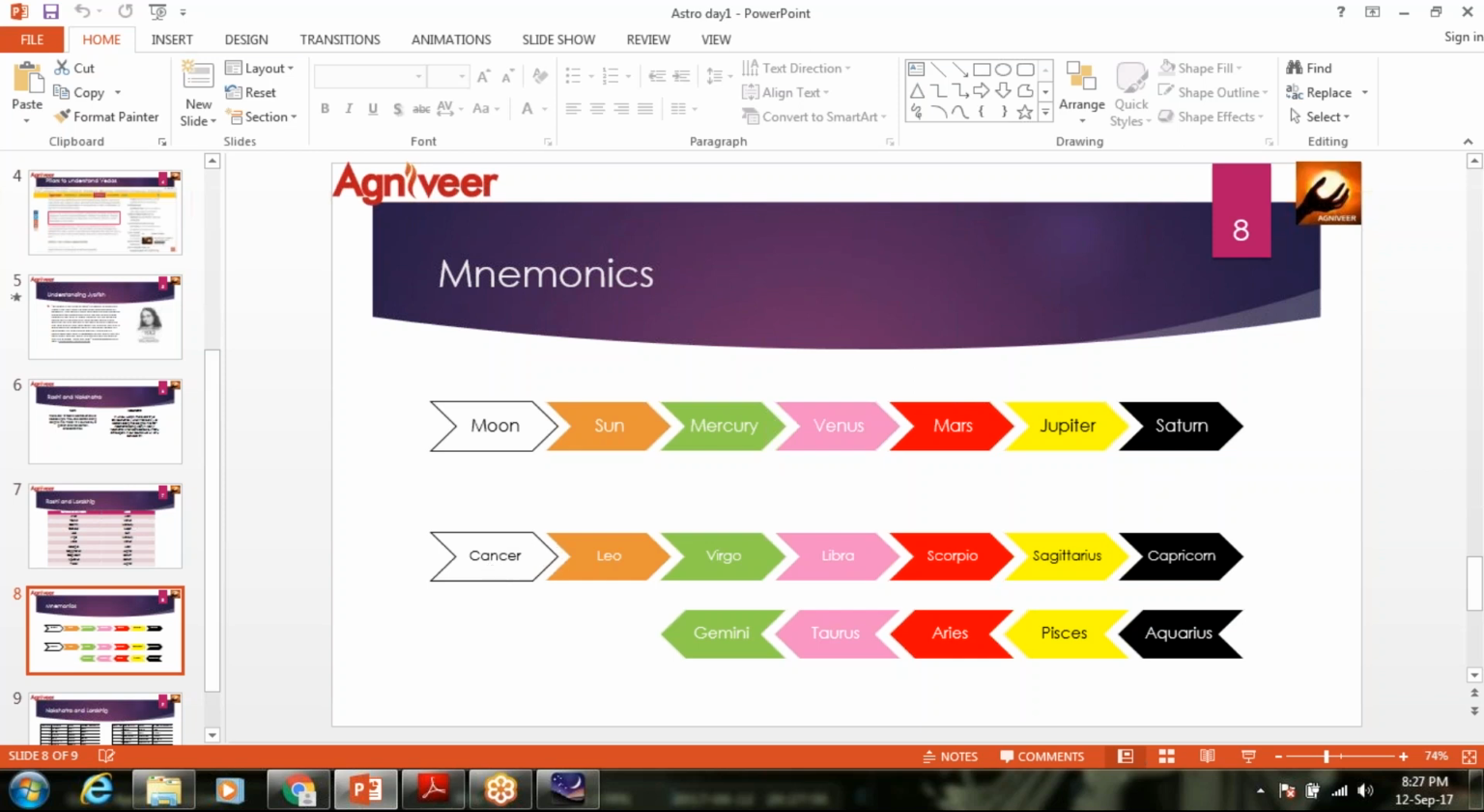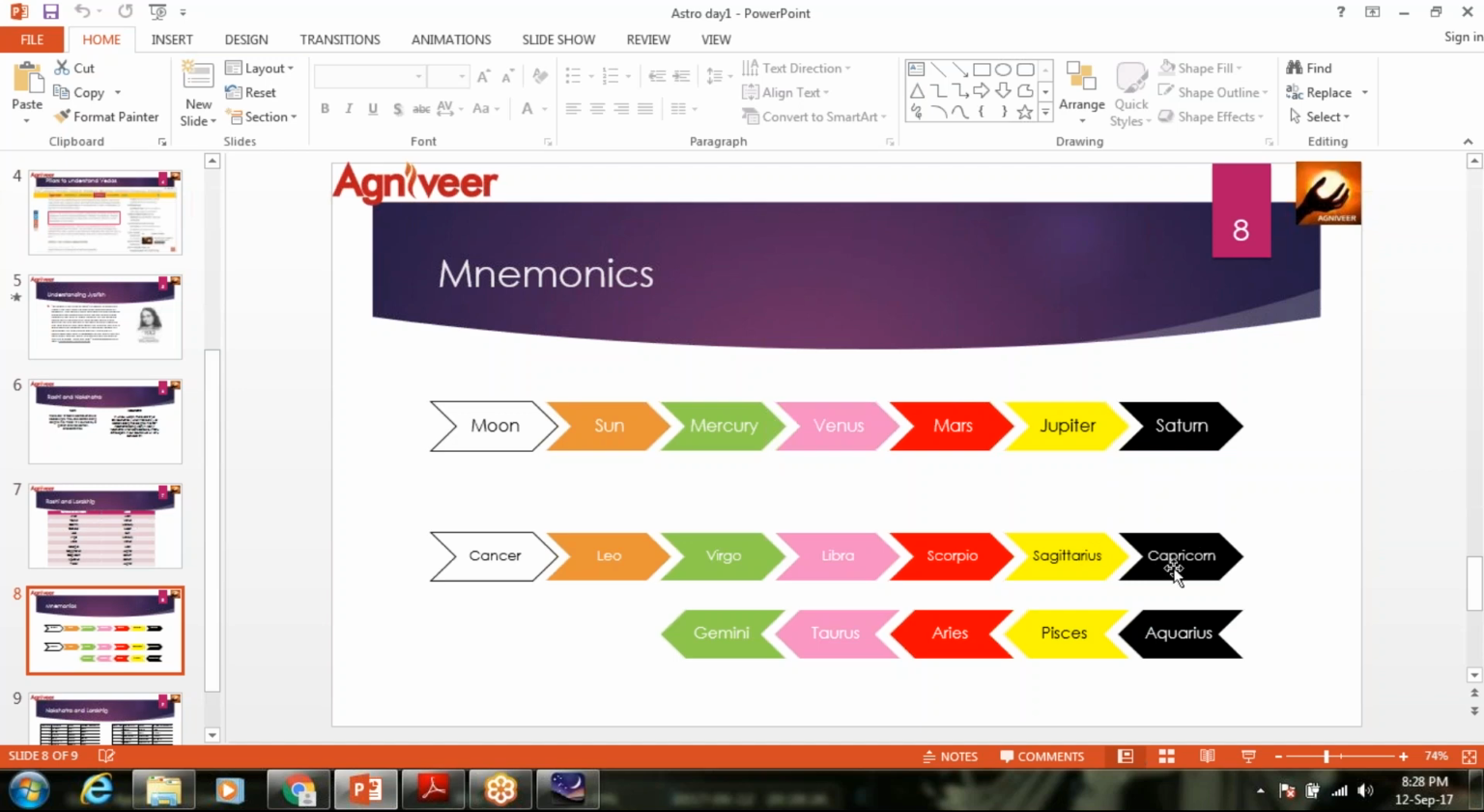Just remember like this. Then comes another sign, Leo, which is ruled by Sun. Then comes another sign, Virgo, and Virgo is ruled by Mercury, which is exactly the next planet after Sun. So in this way, Libra is ruled by Venus, Scorpio is ruled by Mars, Sagittarius is ruled by Jupiter, and Capricorn is ruled by Saturn.